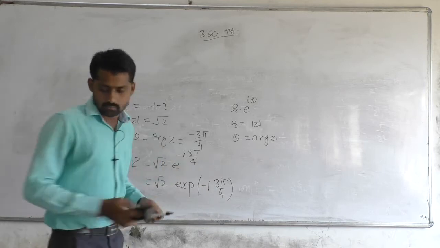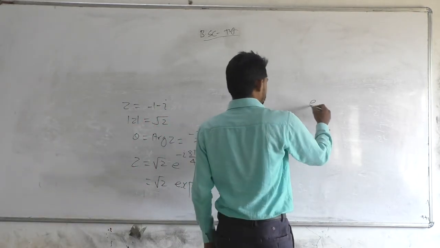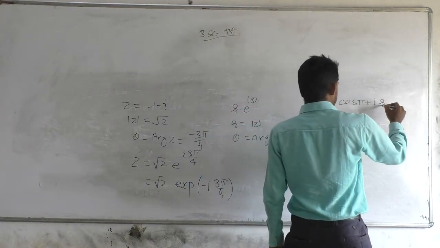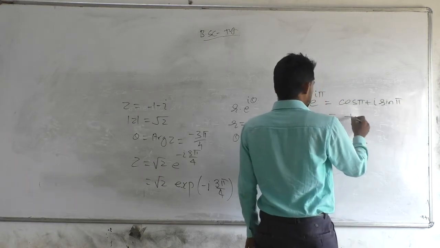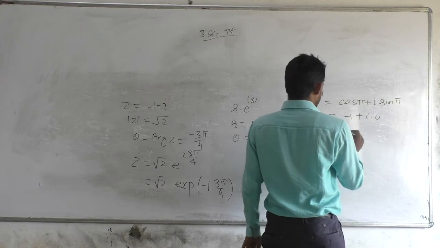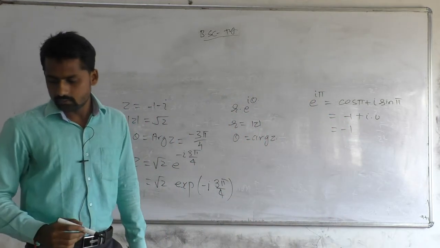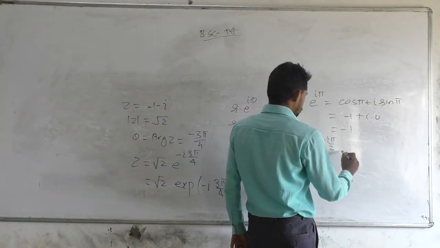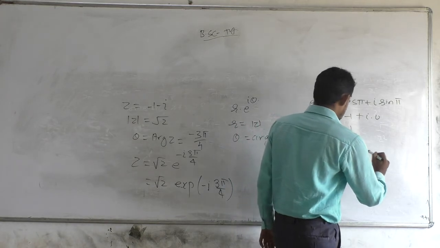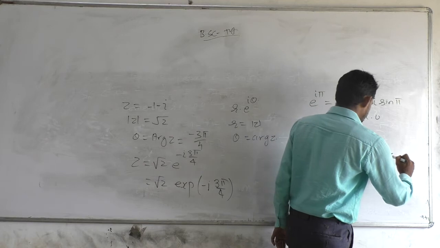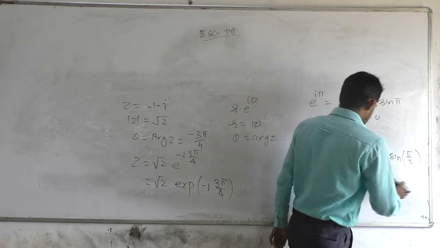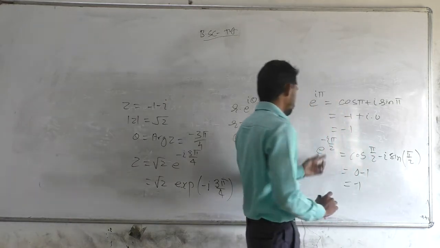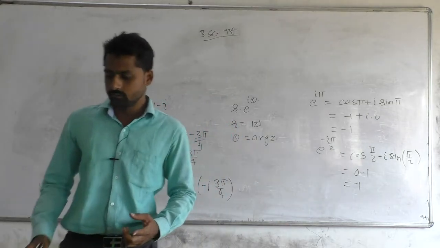Also note some things. e raised to i pi is equal to cos pi plus i sin pi. So cos pi is minus 1 plus i times sin pi, which is 0. So it is equal to minus 1. Then e raised to minus i pi by 2 is cos pi by 2 minus i sin pi by 2. So cos pi by 2 is 0, and 0 minus sin pi by 2 is minus 1. So e raised to minus i pi by 2 is equal to minus 1.